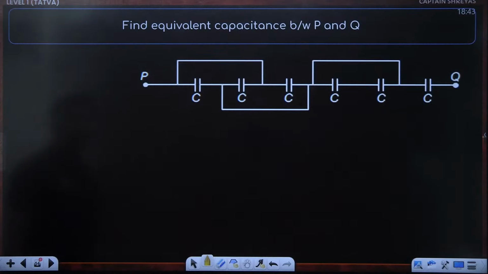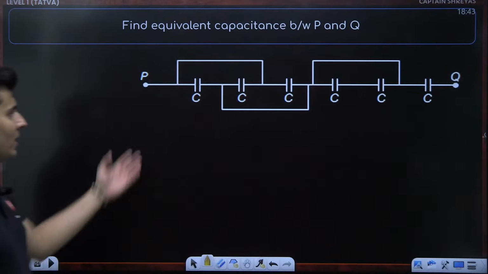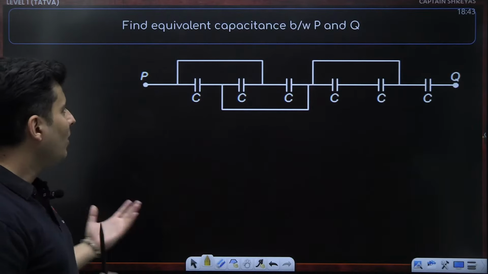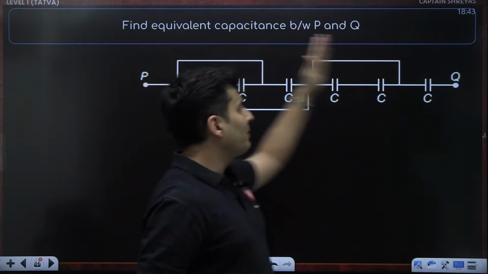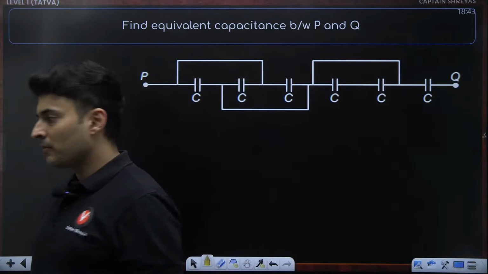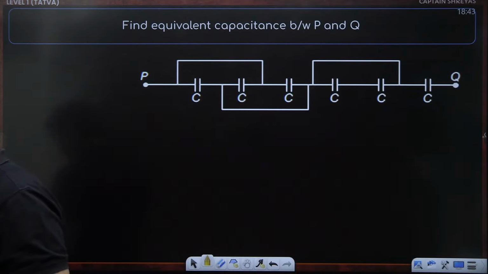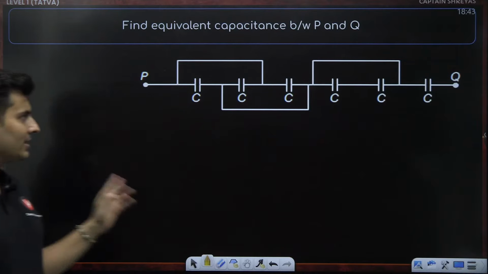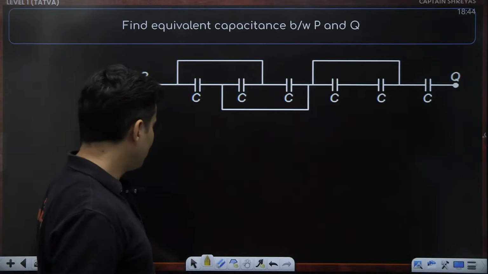Let's look at the question. This is there in the Tatva module. Look at this. So many capacitors are there, and you have to find the effective capacitance between points P and Q. Let me tell you, this is the disguised form. Yes, it is the disguised form. It's just that you have to see the disguise.